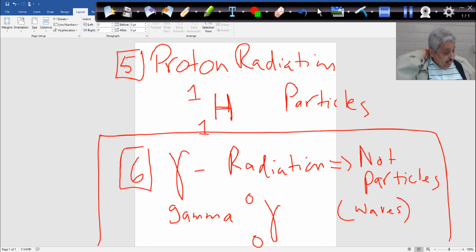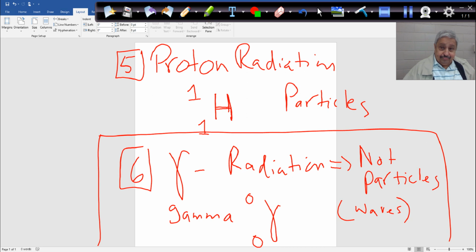Nothing changed. An atom in an excited state will be more stabilized by moving from the gamma excited state to gamma normal, gamma radiation, which has no atomic mass and no atomic charge. In the other radiations, some of them have atomic charge, some of them have atomic mass, either or. But gamma has 0, 0. That has to be not a particle. So that's number 6. We have 6 of those, correct?